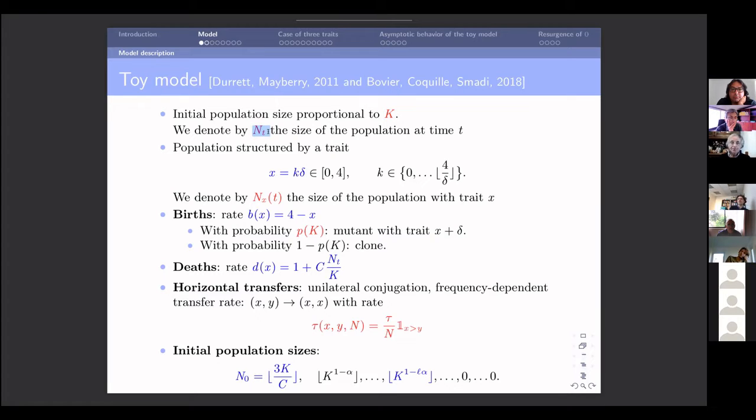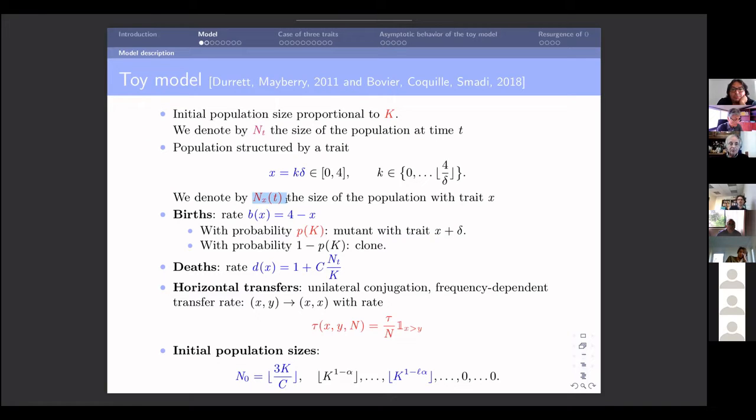I will denote N_t, or N_t^K when the dependence with respect to K will be important, the total number of individuals. And I assume that the trait space is discretized, so it's a subset of the interval [0, 4]. 4 is just because we need to pick some value. And I assume that it's discretized with mesh delta, so my traits are k delta with k integers. Okay, and I denote by N_x(t) the number of individuals holding this trait x.